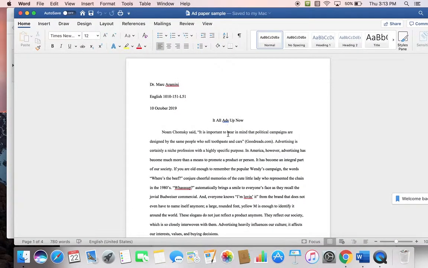It all adds up now. Noam Chomsky said, "It's important to bear in mind that political campaigns are designed by the same people who sell toothpaste and cars." Advertising is certainly a niche profession with a highly specific purpose. In America, however, advertising has become much more than a means to promote a product or person. It's become an integral part of our society. If you're old enough to remember the popular Wendy's campaign, the words, "Where's the beef?"